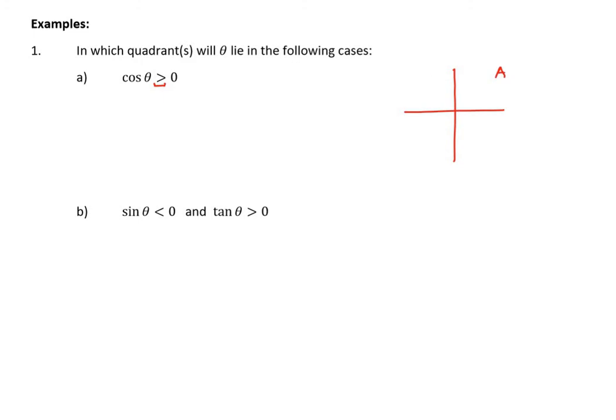Now, all stations to Cape Town. Which quadrants is cos positive in? Well, definitely quadrant 1, because all ratios are positive in quadrant 1. And what's the other quadrant where cos is positive? That would be quadrant 4. So quadrant 1 and quadrant 4. We always use Roman numerals for these quadrants, simply because of where the ideas came from.